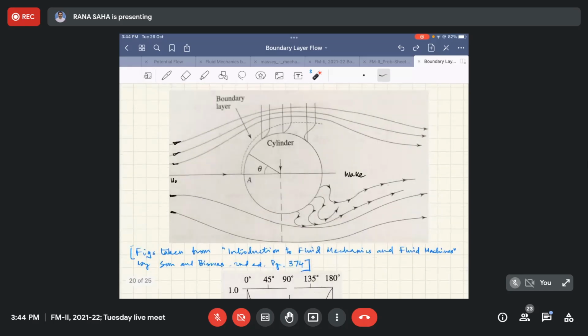Now you can compare this with the situation that we already dealt with in case of our potential flow for a cylinder. So instead of any arbitrary curved surface, if you recall the same cylinder that you studied in potential flow, we have seen that the pressure variation was absolutely symmetric, resulting in no thrust or force due to this flow acting on the body.